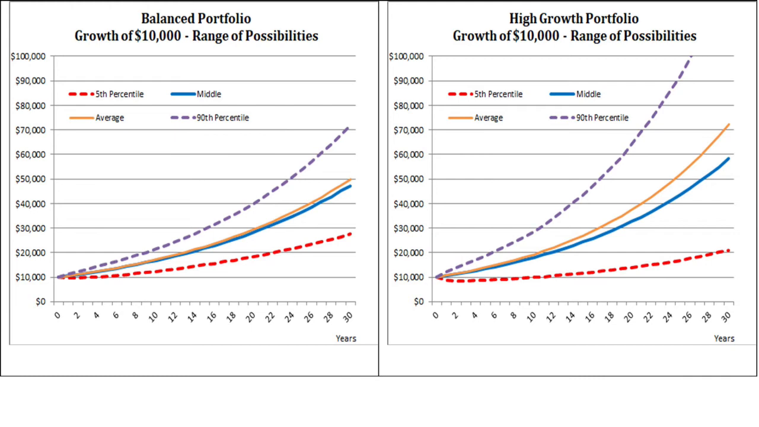2. The middle, average and 90th percentile for the high growth portfolio are higher than for the balanced portfolio, driven by the higher expected return. And 3. For downside situations, represented by the 5th percentile, the balanced portfolio is less susceptible to the investment falling below its initial value and results in higher wealth after 30 years than for the high growth portfolio.